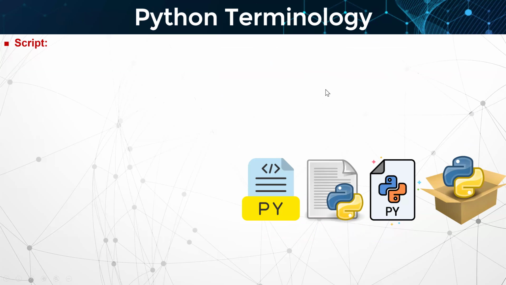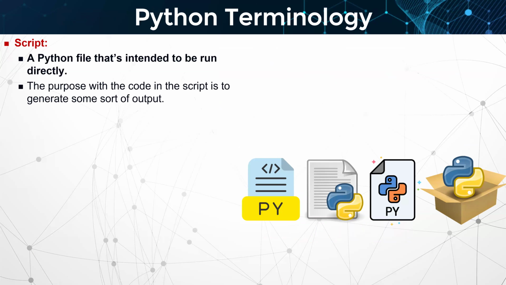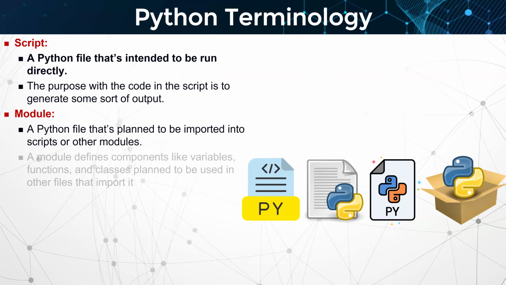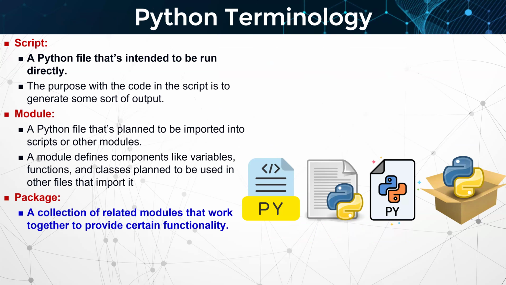We have to know some very important Python terminology. Scripting in Python terminology means a file intended to run directly with a particular set of code lines. A module is a file planned to be imported into a script. A package is a collection of related modules that run together to provide specific functionality within Python.